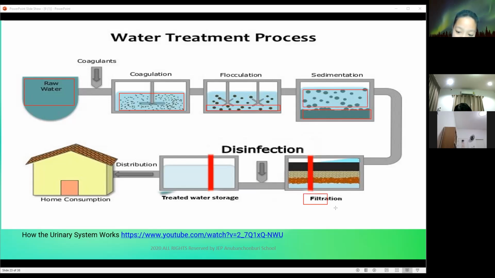This is the process of filtration. You can see here the water. There are different layers of filtration. After it is done, the water will go here for another disinfection, and then it will go to the house of Putisan. So that is the process of water purification.